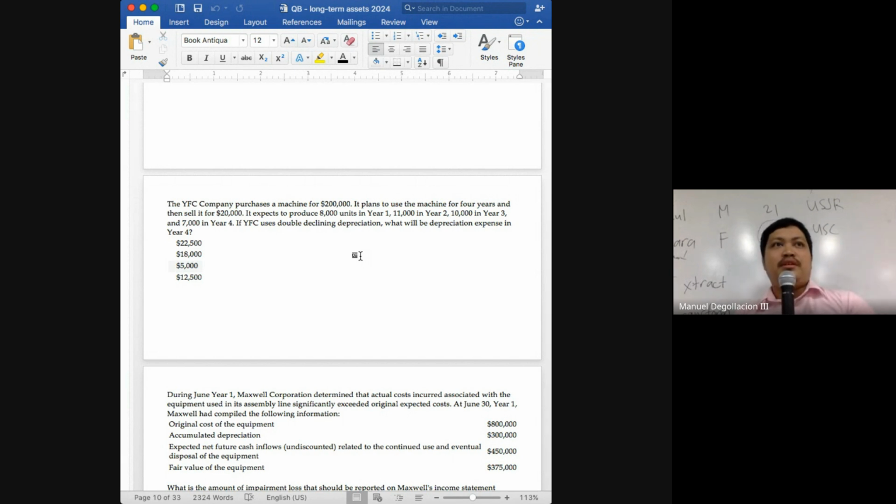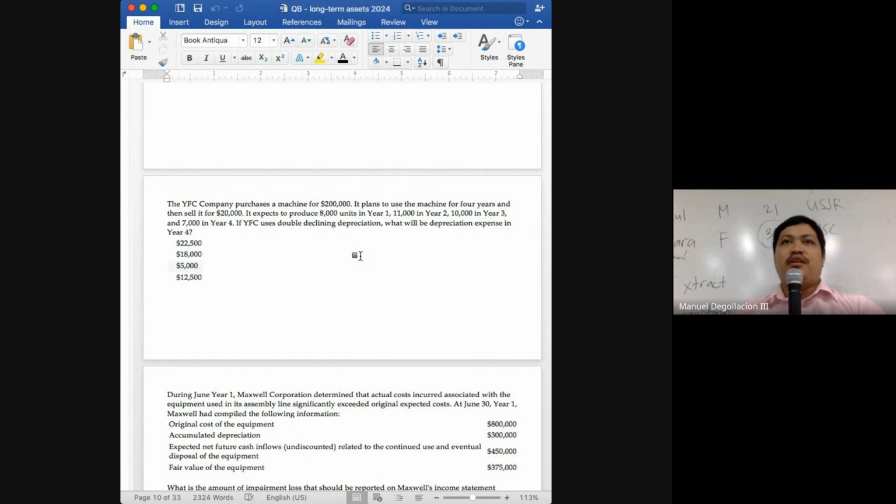So on year 4, the maximum depreciation expense that you can recognize will just be the difference between the 25 and the residual value. How much is the residual value in this problem? Is it 20? How much was the previous balance? 25. So in this year, the maximum depreciation expense that you can recognize would only be 5,000. Okay, so always check, always check.